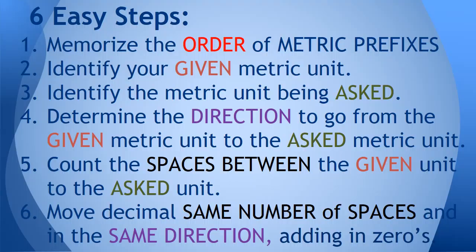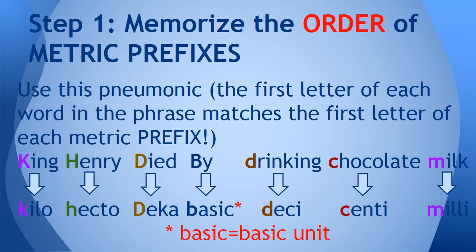Metric conversions. How to convert between metric units. 6 easy steps. Step 1. Memorize the order of metric prefixes. Step 2. Identify your given metric unit. Step 3. Identify the metric unit being asked. Step 4. Determine the direction to go from the given metric unit to the asked metric unit. Step 5. Count the spaces between your given metric unit to the asked metric unit. Step 6. Move your decimal the same number of spaces and in the same direction, adding in zeros.